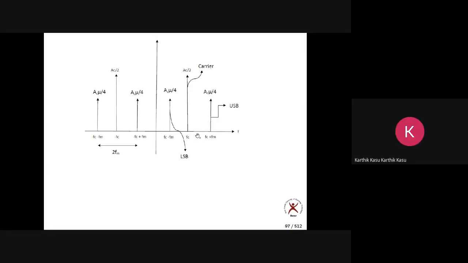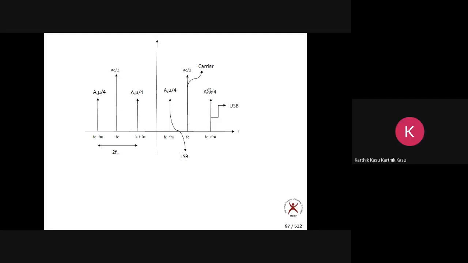So the spectrum has an impulse at Fc with amplitude what? Ac by 2. This is the carrier. In the same way, we have an impulse at minus Fc with the height Ac by 2.